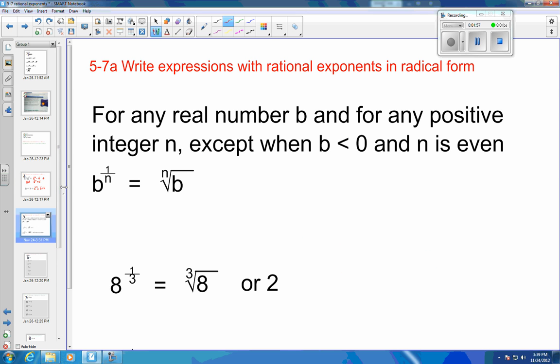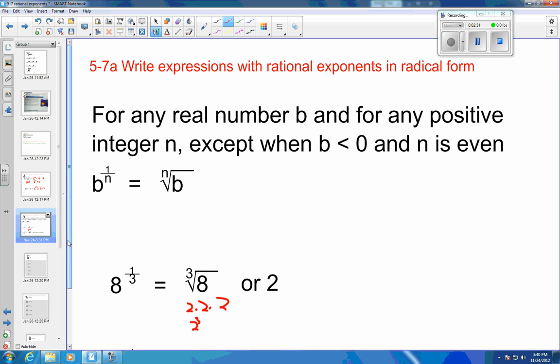So here is our rule for any real number b, that's our base, and for any positive integer n, that's the bottom part of our fraction. This works except for when b is less than 0, when b is negative and n is even. So basically the 1/n power is the nth root. So 8 to the 1/3 power is the 3rd root of 8. And hopefully you've memorized this by now. 8 is actually 2 times 2 times 2, which is 2 cubed. One of those you're going to have to know.